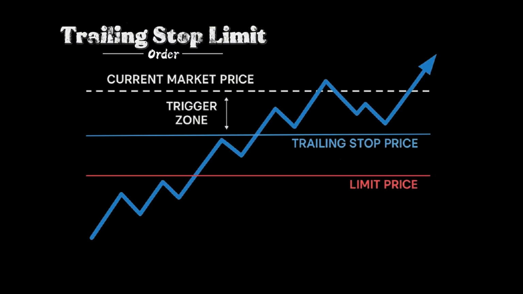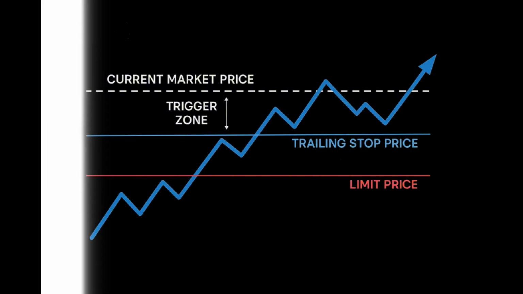If the trailing stop rises above the limit price, then if price reverses and hits the trailing stop, it executes as a market order and cancels the limit. Whichever level is on top triggers first and cancels the other order. This combines baseline protection from the limit with the dynamic profit locking of the trailing stop.